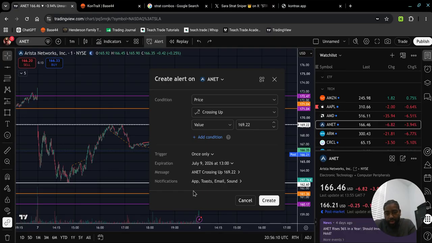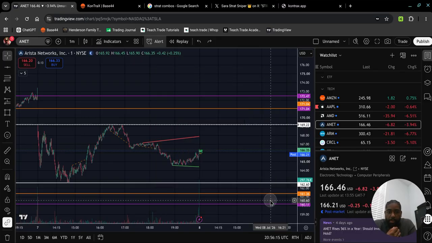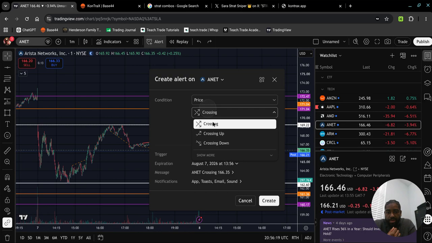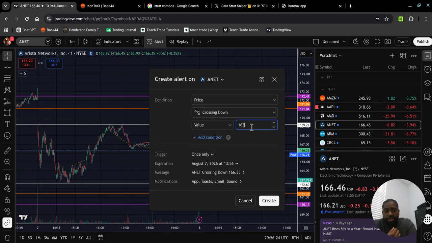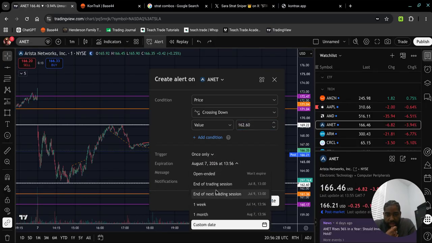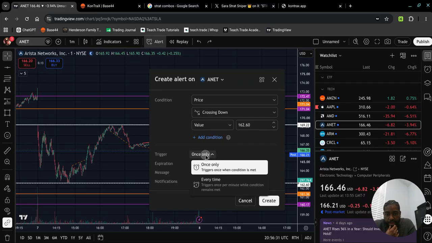And cool, I got it set up to where it'll notify me in the app, email, sound, all that different stuff. And then I'll do the same thing here for the downside. So when it's crossing down, and it crosses down below 162.60, once again, I have it set up to notify me. And actually, sometimes I'll put it on once only, but once only means it's only going to send you one notification. Once it crosses, it's not going to send you any other notifications.